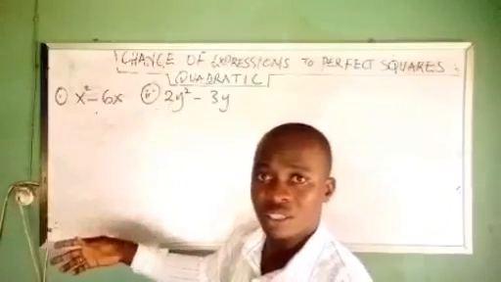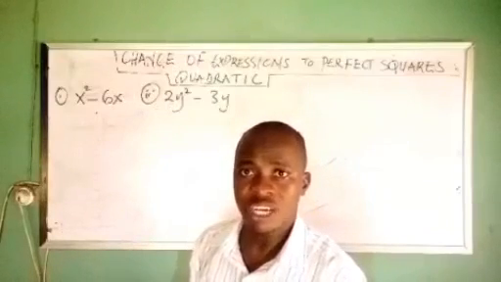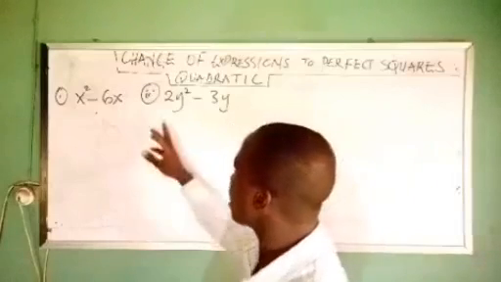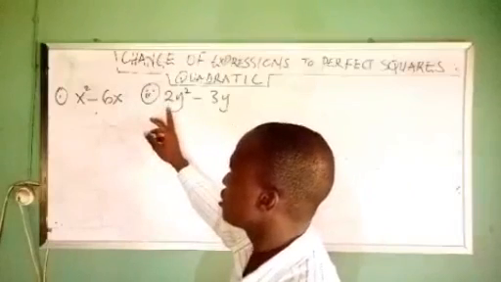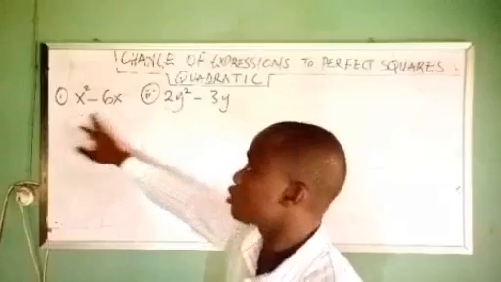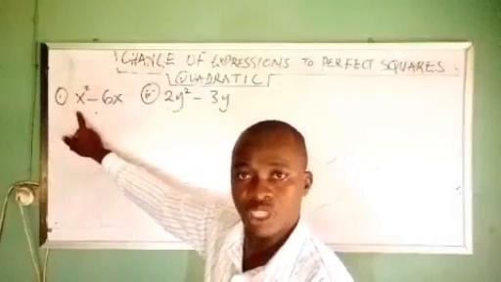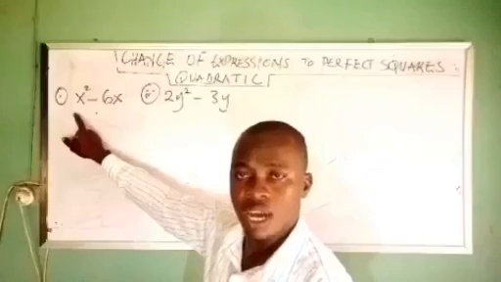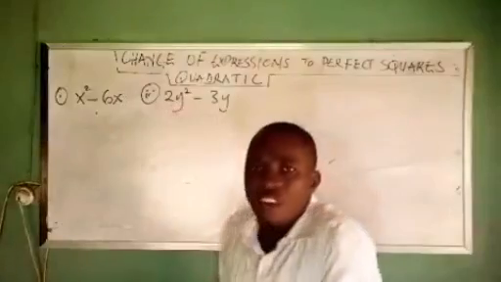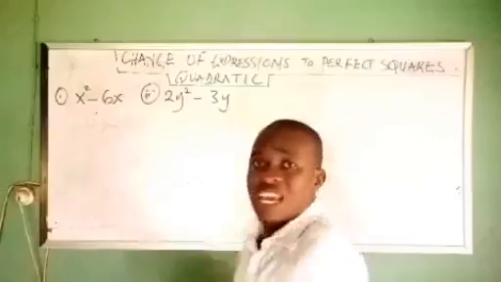You can have 3, you can have negative integers. But look at this one: the coefficient of y squared is not unity, but the coefficient of x squared here is 1, which is unity. So now, this one will take another form of solving before you can factorize and make it a perfect square.